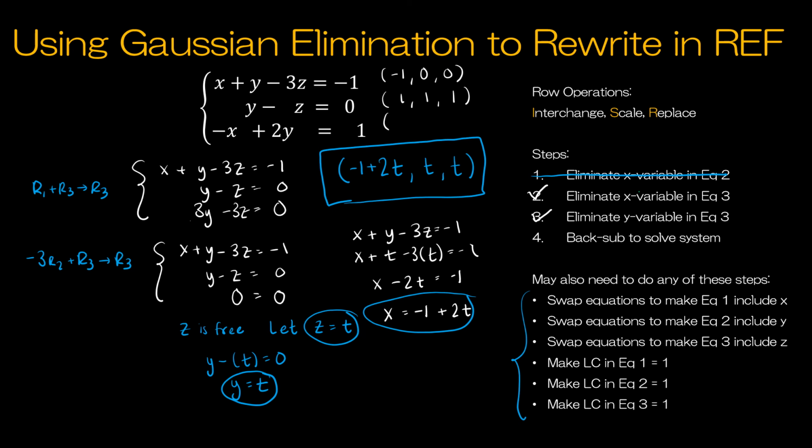Let's let t be 2. -1 plus 4 would be 3, and then comma 2, comma 2. So these are all points on the solution to this system.